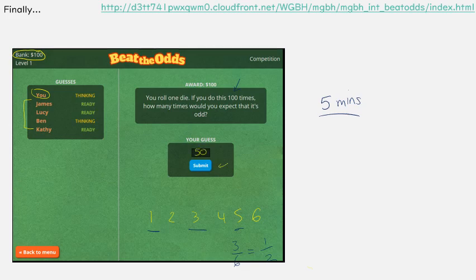And I'd click submit. Everyone else on the game also submits an answer. So maybe we have James going for 52. Lucy may go very low and 20. And then they'll do the experiment. And the person who's closest to what actually happens will win the money.